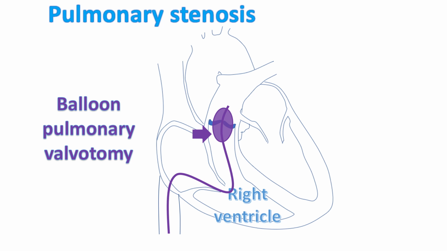In severe cases, an obstructed pulmonary valve can be opened by balloon pulmonary valvotomy. In this procedure, a balloon catheter is introduced through femoral vein and guided to right heart under fluoroscopy. When balloon is across the pulmonary valve, it is inflated, relieving the obstruction. The procedure is done under local anesthesia and there is no need for a sternotomy.